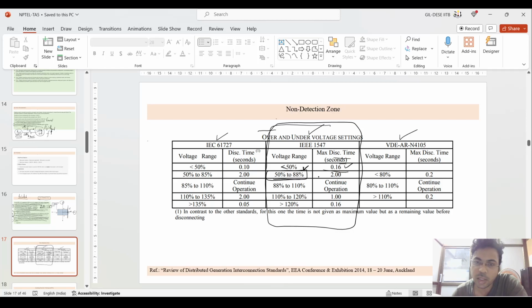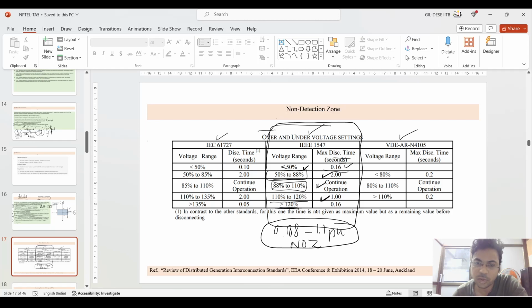It may operate before this 0.16 second. If the voltage is 50 to 88%, then a 2 second time frame is given, so it should operate within that. In between it can also operate, but the maximum disconnection time is 2 seconds. And for the voltage at 88 to 110%, this is the normal operation that I told you initially, 0.88 to 1.1 pu, the normal operation of the relay. This comes in the non-detection zone.